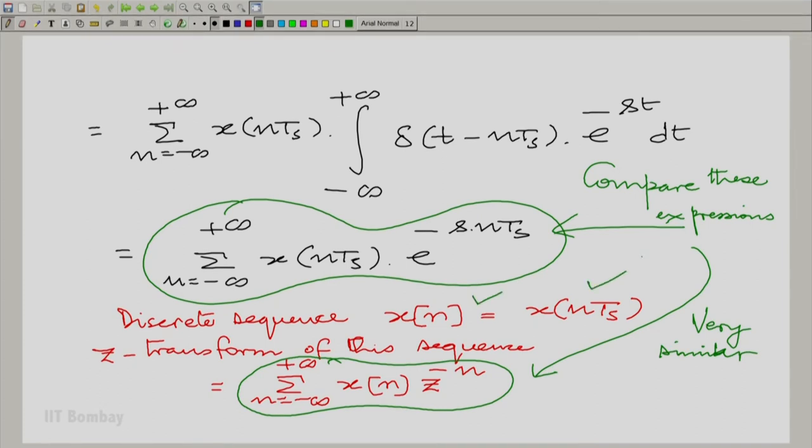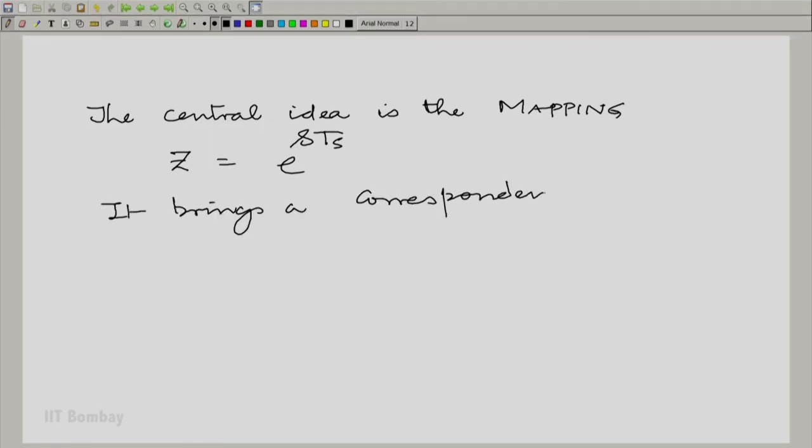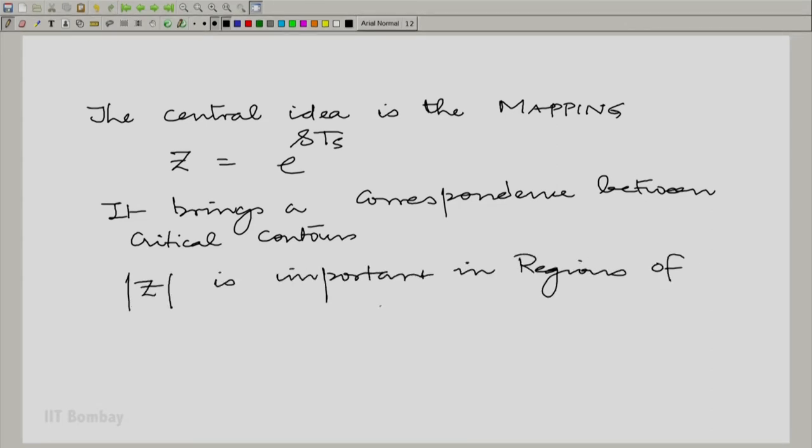If we accept this correspondence, x[n] is x at nTs, and if we also make the mapping, z is essentially e raised to the power sTs, that is the mapping, then the expressions are identical. So, this is the central idea here. The central idea is the mapping, z is e raised to the power sTs. In fact, this mapping almost says it all. It brings a correspondence between the contours, because after all, it is mod z which is relevant in determining regions of convergence.